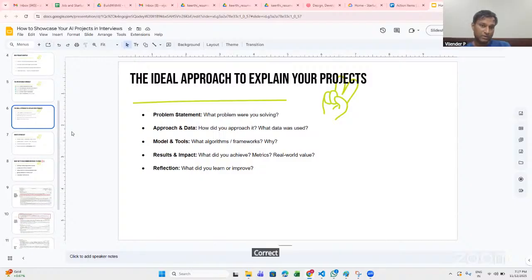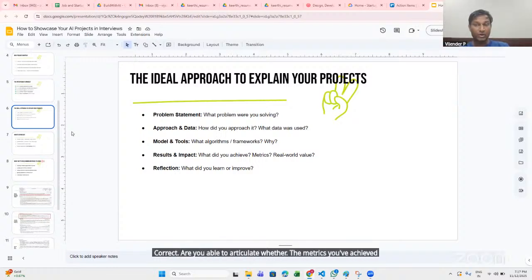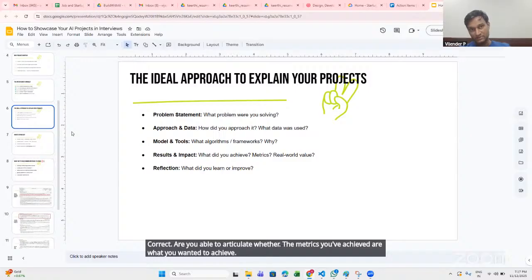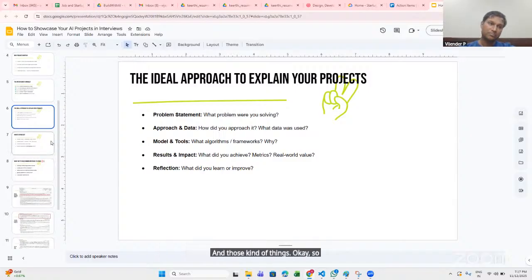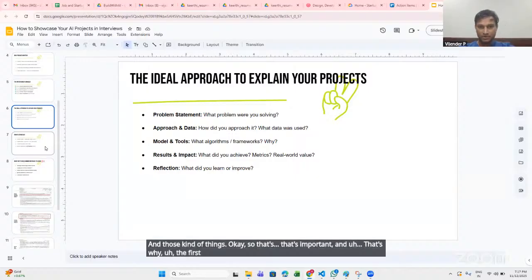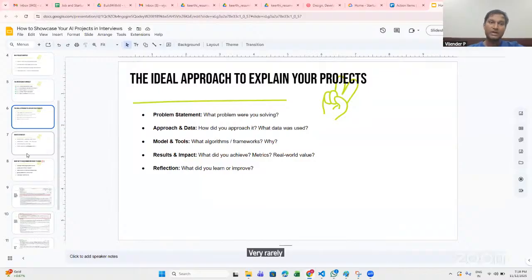Are you able to articulate whether the metrics you have achieved are what you wanted to achieve, and those kinds of things? Okay, so that's important, and that's why the first 4 points are important. Of course, the last point is very rarely asked, but if you already have the data points for that, just keep them ready. That's about it.